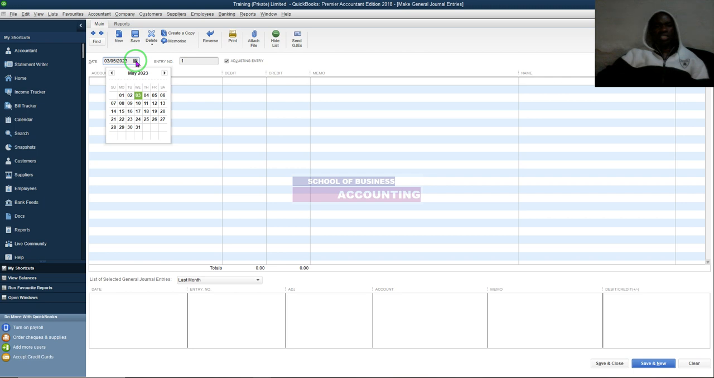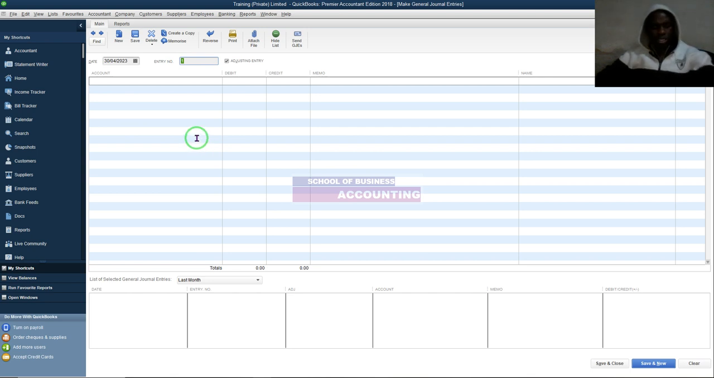We could just click here, then we go back, then we could just select our date, 30 April 2023. Then we come here, we put in a journal entry number reference. So like in my case, I'm just putting in that as a reference, JNL for journal 001, right?